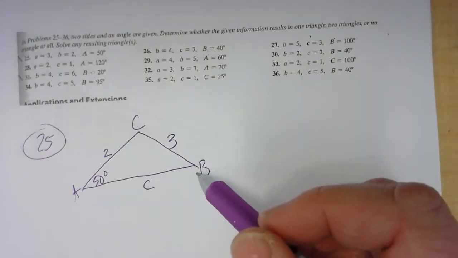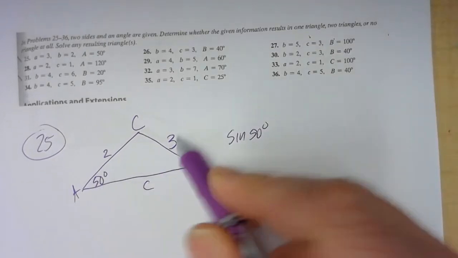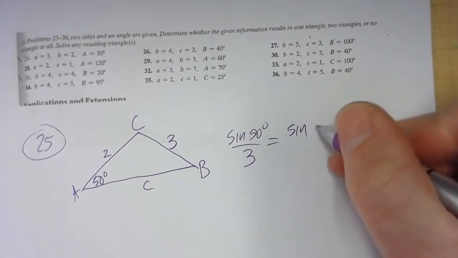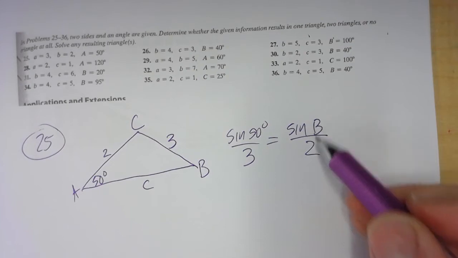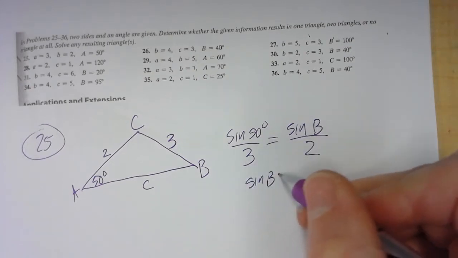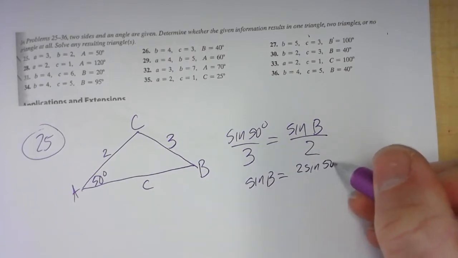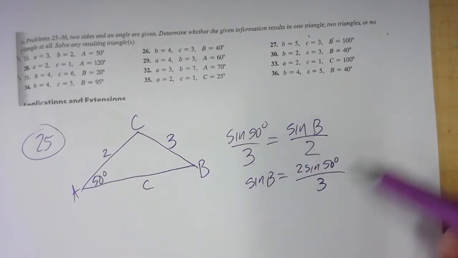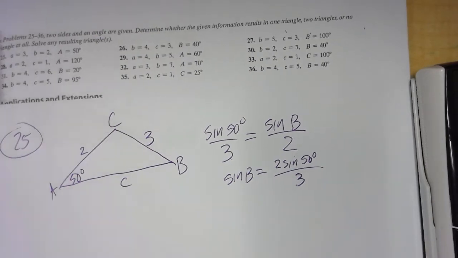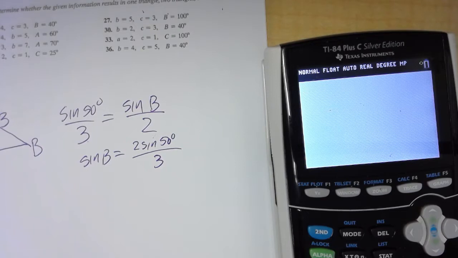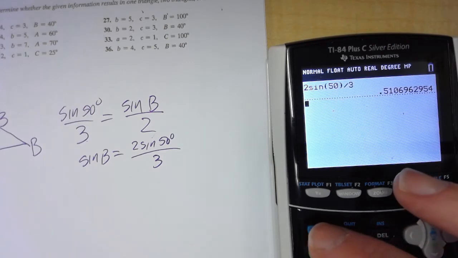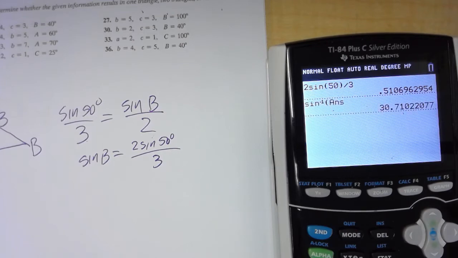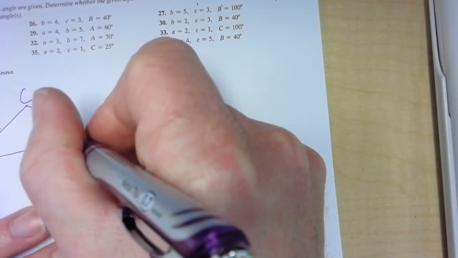We can go ahead and get angle B right now. So sine of 50 degrees over 3 is equal to the sine of B over 2. So it's this times this divided by this, inverse sine. So sine of B is equal to 2 sine 50 degrees over 3. This times this divided by that. So we type that in the calculator and then do inverse sine. So it's 2 sine 50 degrees divided by 3, and then we're going to do inverse sine of that. Okay, 30.7 degrees. So B is 30.7 degrees.